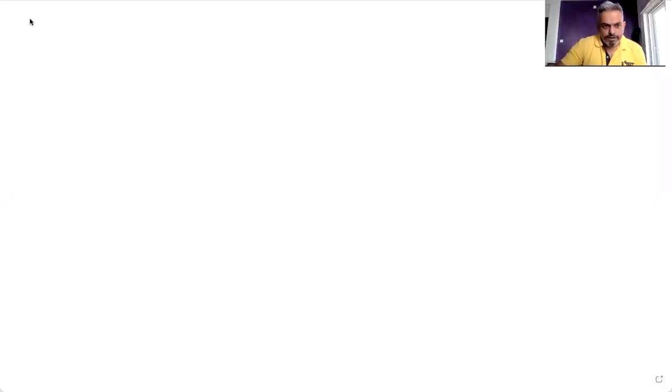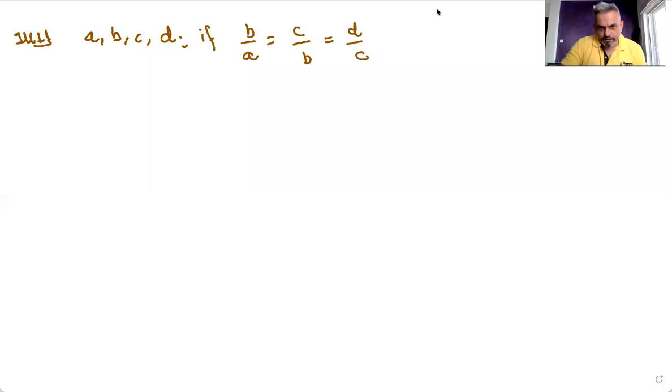Okay, so we'll be doing illustration 11. Now look into the textbook. For the numbers A, B, C, D, if B upon A is equal to C upon B, which is equal to D upon C, we have to show that the numbers are in GP.